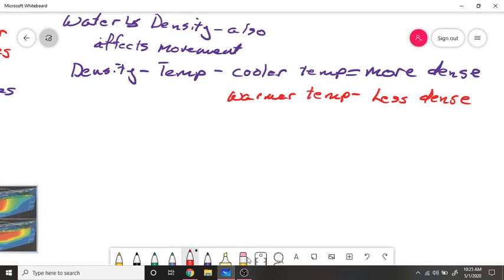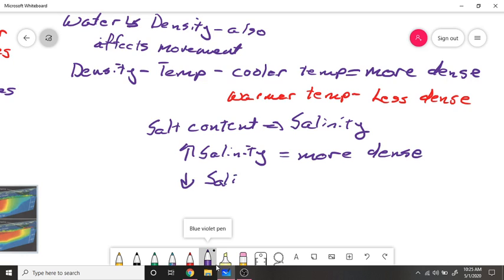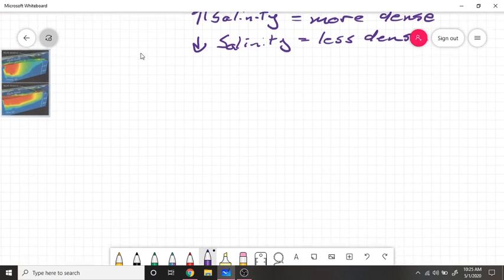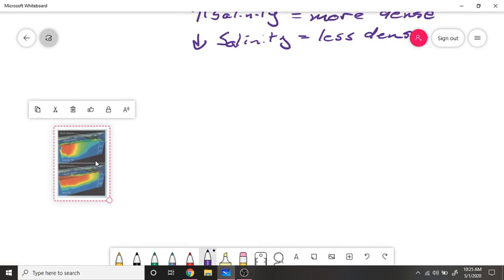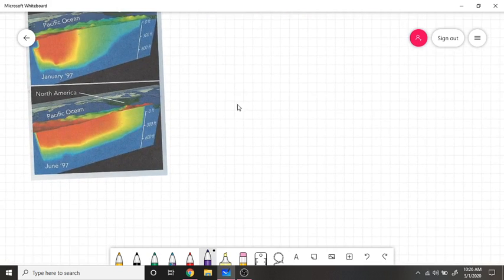Warmer temperatures mean less dense. And salt. Salt content. So that's called salinity. So higher salinity is more dense. Lower salt content or salinity is less dense. Just like with air, as it is moving upwards through the volume of the atmosphere, the same is true about water as it is moving through the volume of the ocean from the surface to the bottom.